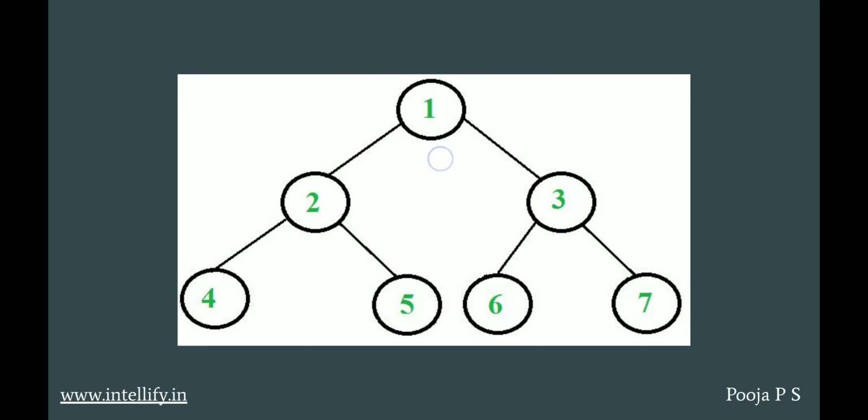This is the example tree that I am considering here. For example, here 1 is the root node, 2 and 3 are the child nodes of 1, 4 and 5 are child nodes of 2, and 6 and 7 are the child nodes of 3. It is in order, so it's easy to remember.